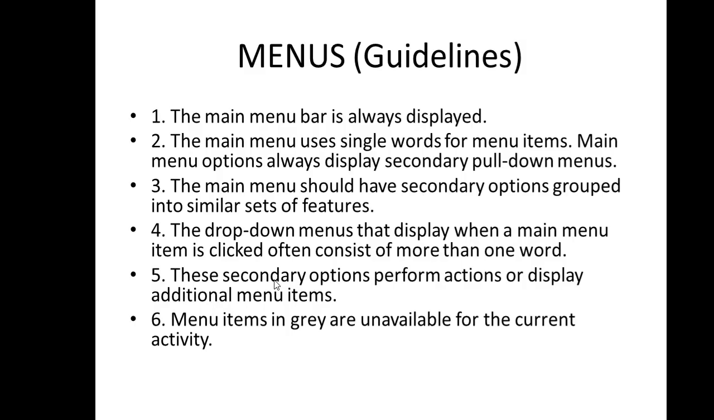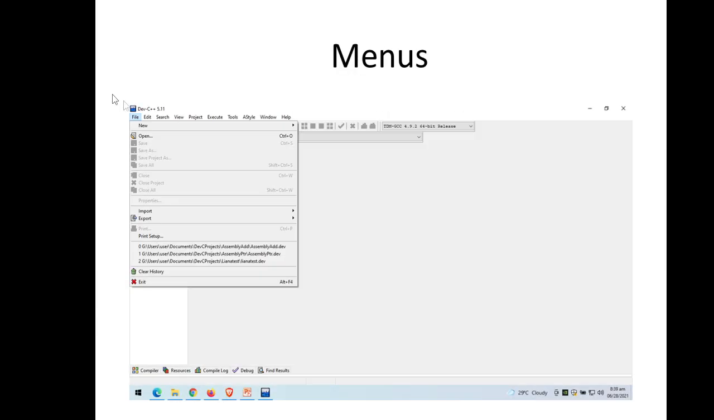Then the third one: the main menu should have secondary options grouped into similar sets of features. So again, this is our secondary menu. You notice it is also grouped by the features. So this is for opening and saving, this is for closing the project, this is for import and export. So it is grouped.